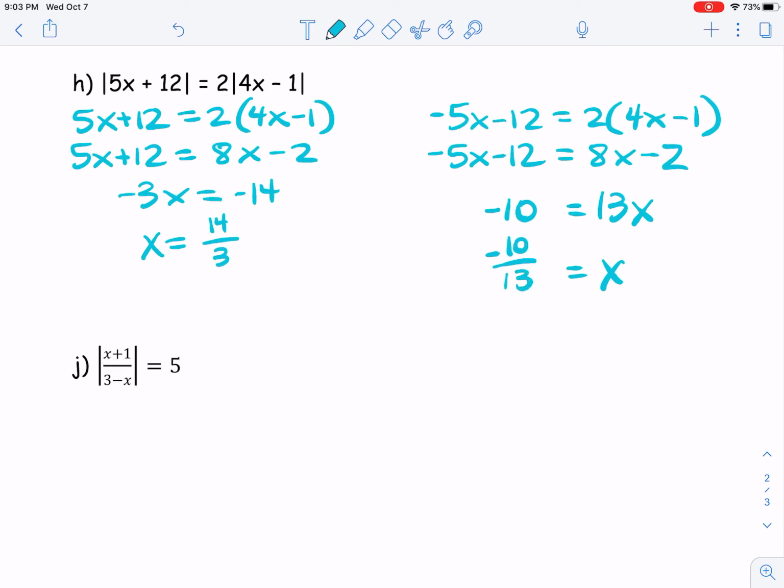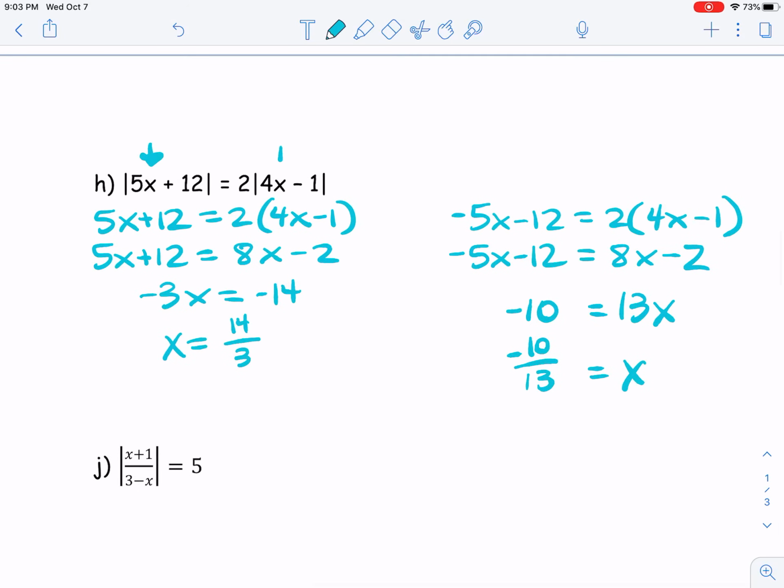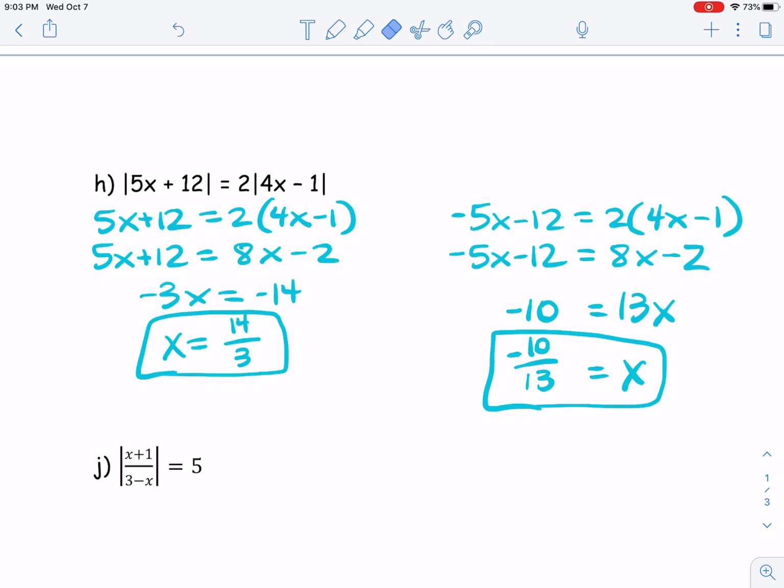Yes, you need to plug that in. Okay, I'm sorry. Plug in the value of x here and here for the 14 thirds and the negative 10 over 13. And you are going to see that they are both, in fact, solutions. This is a part where you could pause the video and double check that.